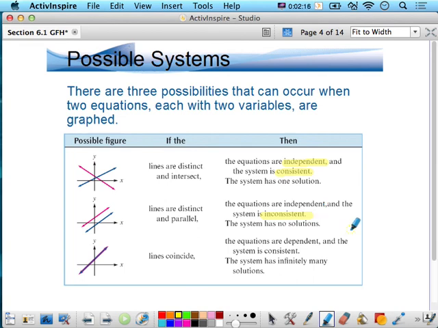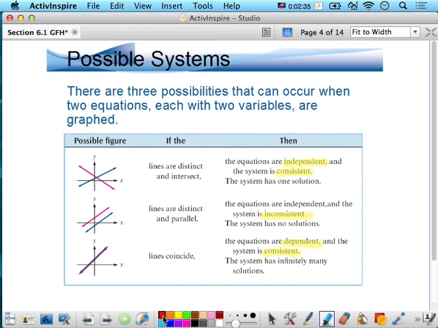Finally, the third possibility is that maybe the two equations really represent exactly the same line. They're just different forms of the same equation. In that case, they're usually called coinciding lines, and that system is referred to as consistent and dependent.